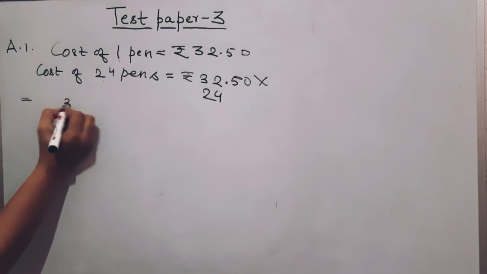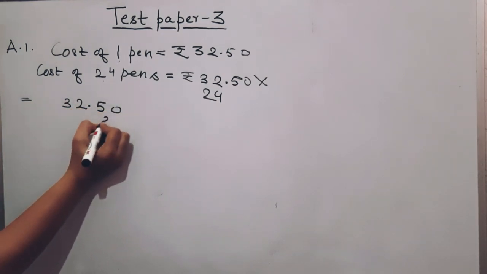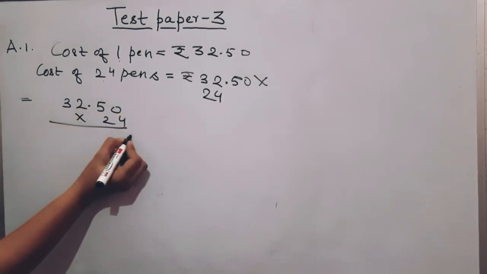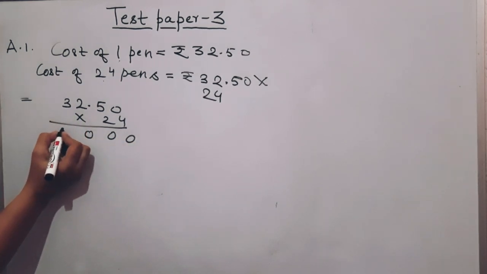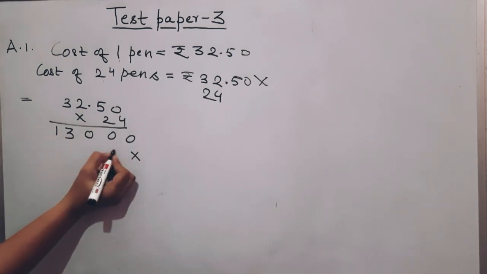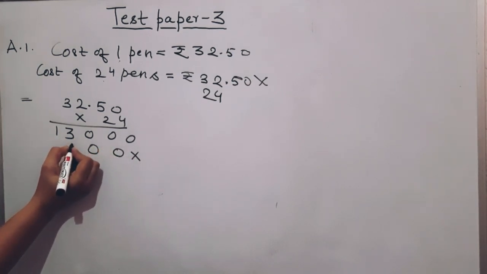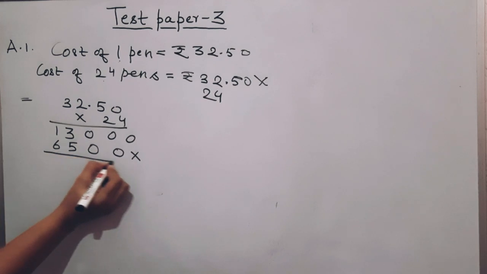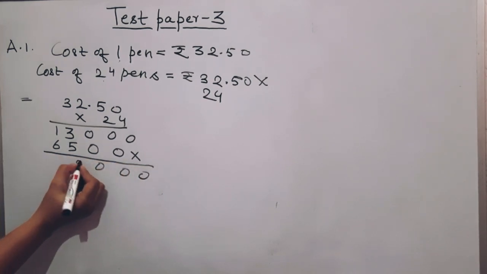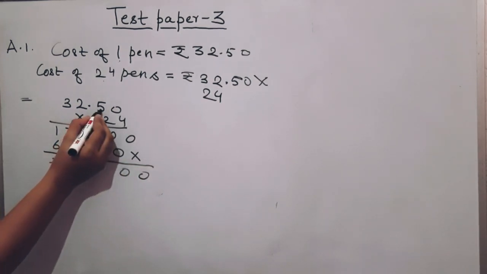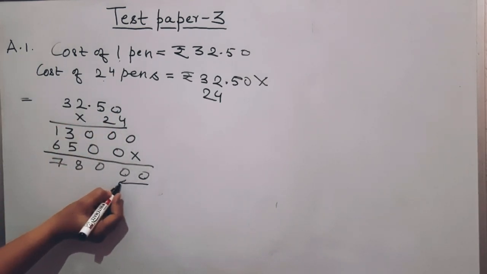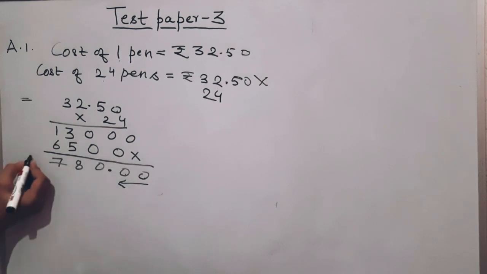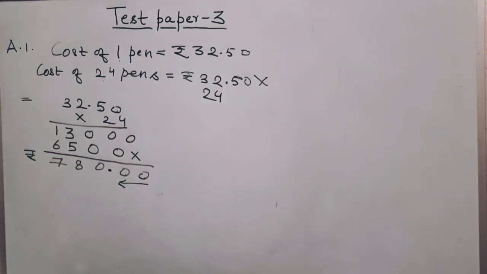Now I am going to multiply here. 4 zeros are 0, 4 5s are 20, 2 carry, 4 2s are 8 plus 2 10, 4 3s are 12 plus 1 13, 2 zeros are 0, 2 5s are 10, 2 2s are 4 5, 2 3s are 6. Now what we have got as an answer? There were 2 places after the decimal point, so 1 2 in the left direction. So the cost of 24 pens is rupees 780.